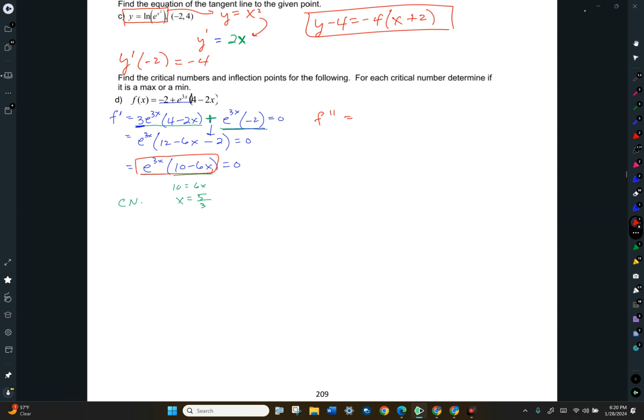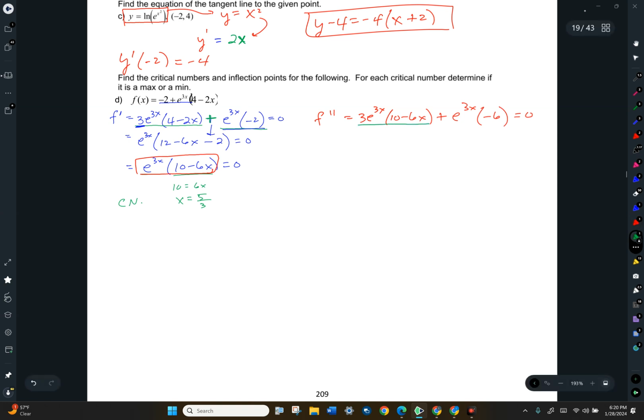So the derivative of e to the 3x is 3e to the 3x, derivative of the first, times the second. Oops, sorry, the second would be 10 minus 6x. Plus the first is e to the 3x, and then the derivative of the second is going to be -6. So again, for points of inflection, I want to set this equal to 0, and I think I'll do the same thing as far as factoring.